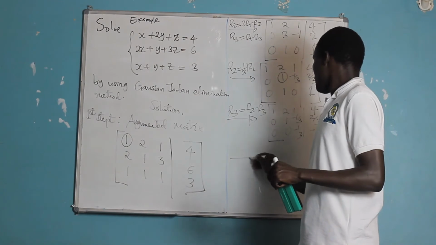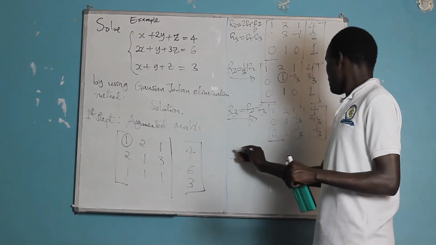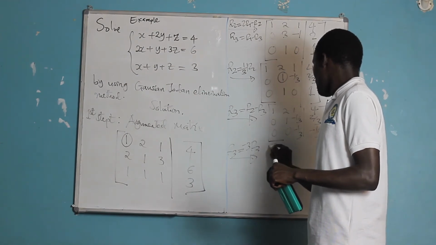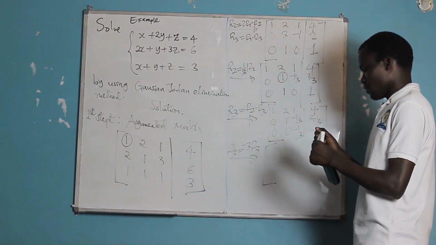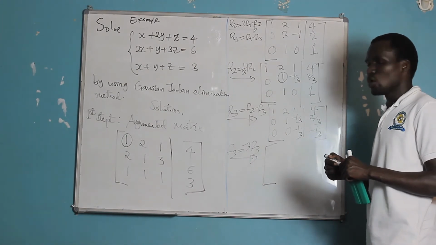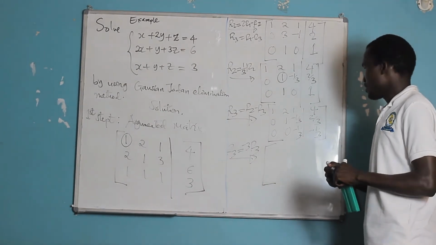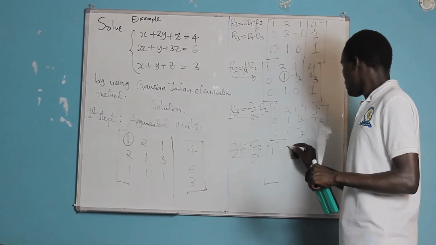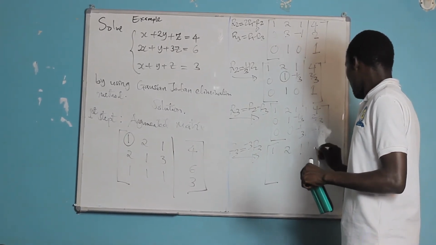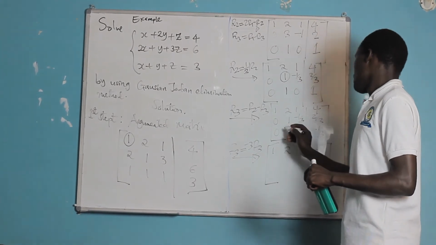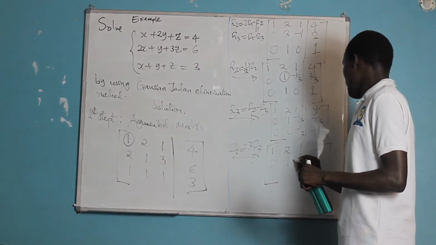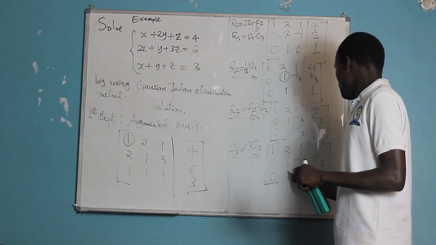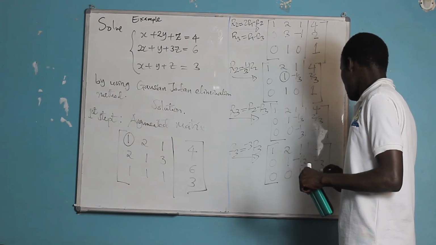So next here, from R3, we got negative 3 times R3. Here we are just reducing firstly into row echelon form, and next we go to reduced row echelon form. So this one here is 1, 2, 1, and here it's 4. Again, here is 0, 1, negative 1 over 3, 2 over 3. This is 0, this is 0, this is 1, and this is 1.